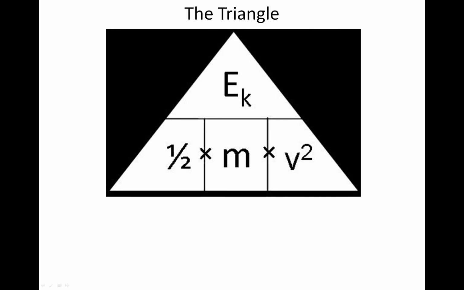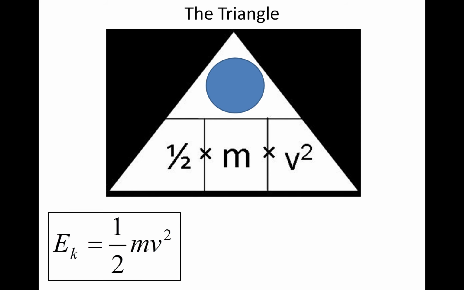Now if I want to use this triangle to work out what EK, m or v is, then what I do is I cover over the number that I want. Then that gives me EK is a half times m times v squared, which is the equation we already know.